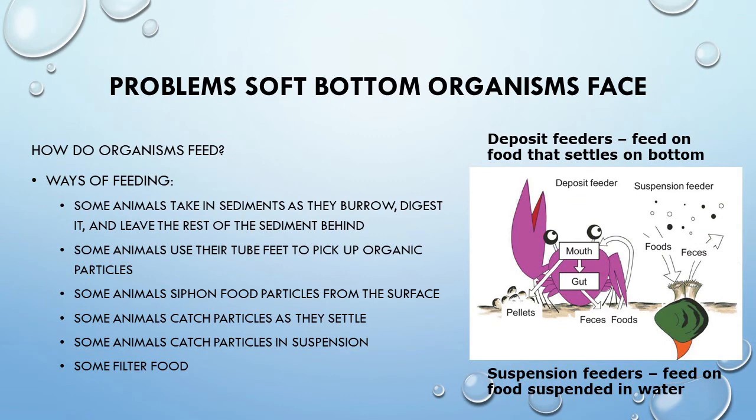Ways of feeding. Some animals take in sediments as they burrow, digest it, and leave the rest of the sediment behind. Some animals use their tube feet to pick up organic particles. Some animals siphon food particles from the surface. Some animals catch particles as they settle. And some animals catch particles in suspension. Some filter food. Deposit feeders are the ones that feed on food that settles on the bottom, examples of which are crabs. The suspension feeders feed on food suspended in water.